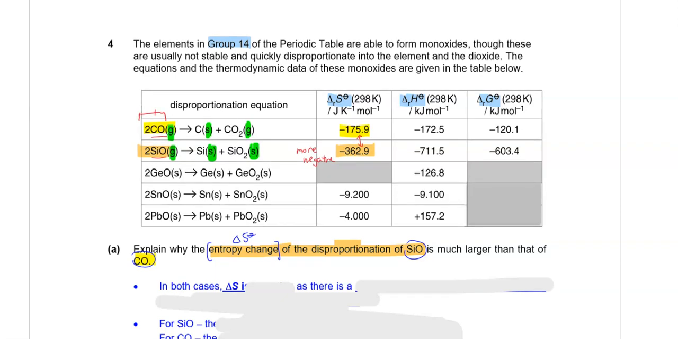Before the reaction, for both of them, you have 2 moles of gas. But for the carbon monoxide reaction, you have 1 mole of gas at the end of it, whereas for the silicon reaction, you have 0 moles of gas. So both reactions have a negative entropy change, a decrease in entropy. But the decrease in entropy for the second reaction is a lot more because it goes from 2 moles to 0 moles of gas.